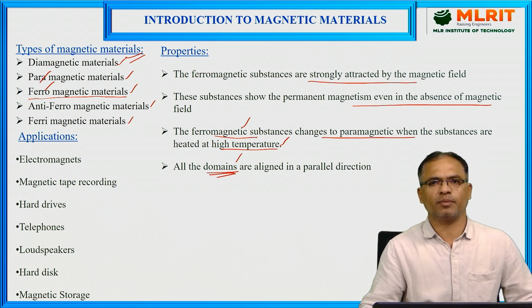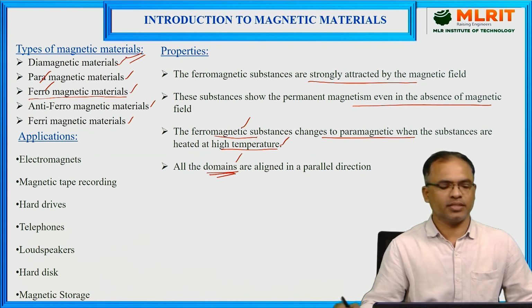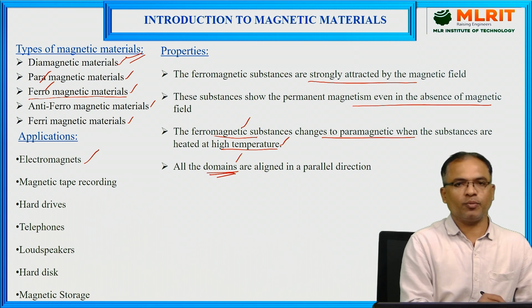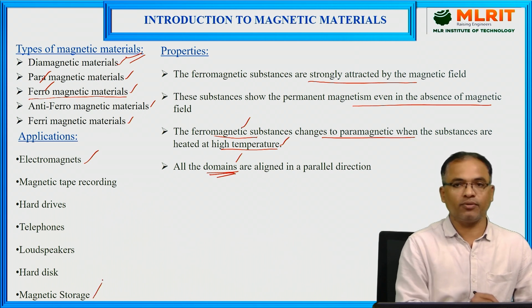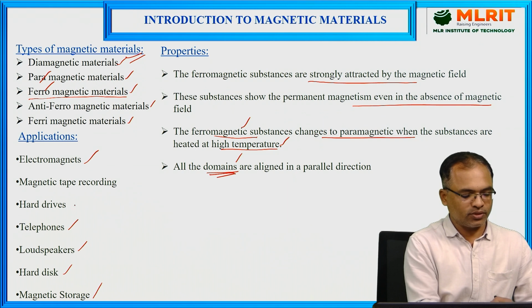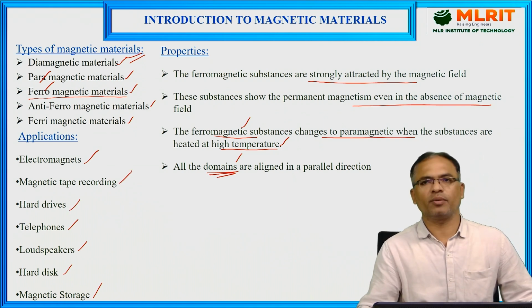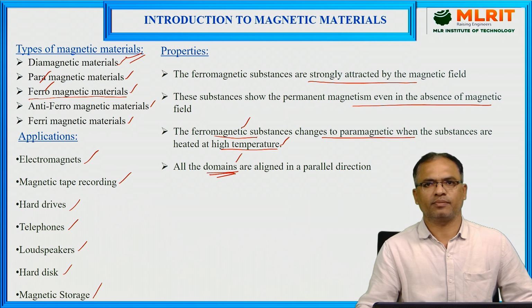Because of these special properties, ferromagnetic materials have many applications in many fields of science and technology. They are used as electromagnets, as magnetic storage devices, and in hard disks, loudspeakers, telephones, hard drives, and magnetic tape recording. So like that, ferromagnetic materials have a very important place.